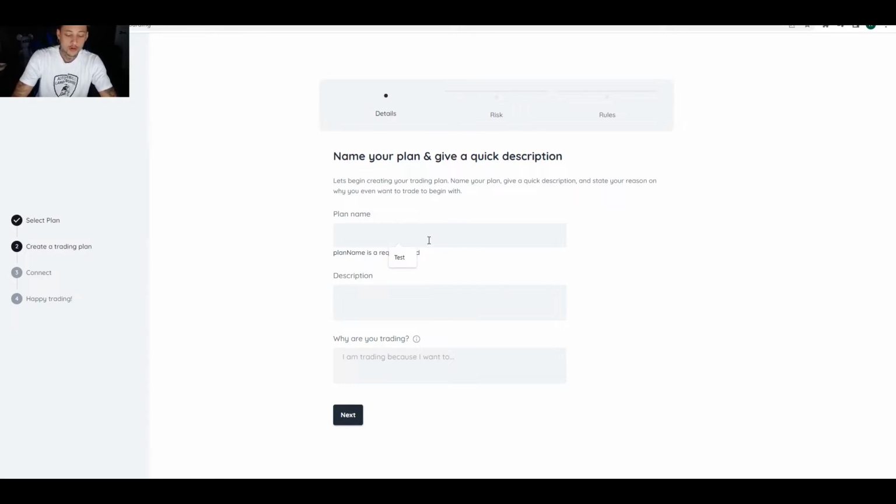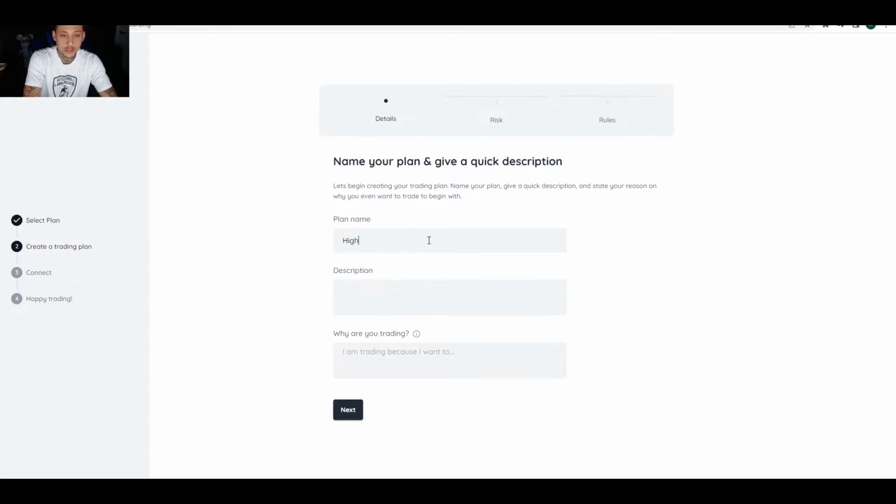So what I'm going to call this plan is going to be high risk flip, because let's just say theoretically I want to risk a lot of money in this account and try and flip the account in a short time span, as fast as I possibly could. So the description of the trading plan is what we're going to cover, right? And basically it's very simple. We're going to go over the description.